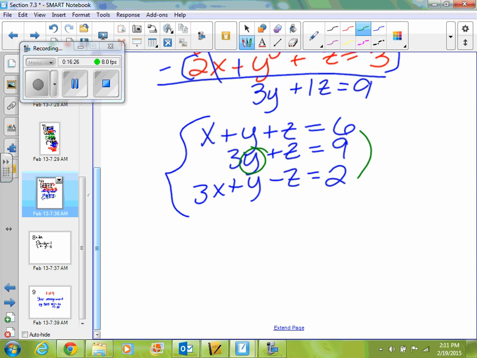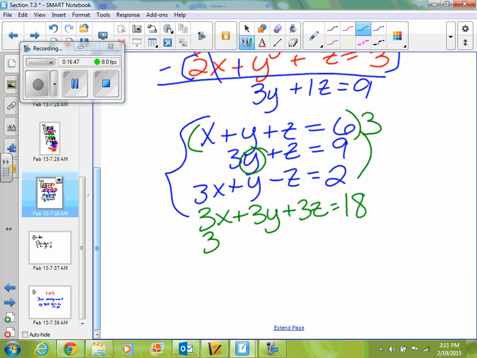So I'm going to get rid of my x's first. I'm going to multiply my top equation by 3. 3 times x gives me 3x. 3 times y gives me 3y. 3 times z gives me 3z. 3 times 6 gives me 18. And my third equation was 3x plus y minus z equals 2. So I'm going to subtract them.